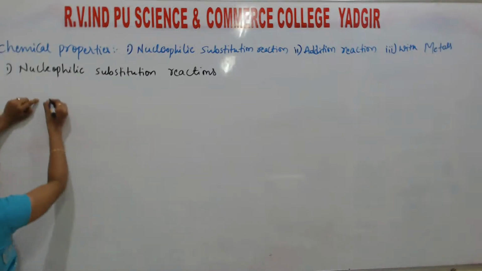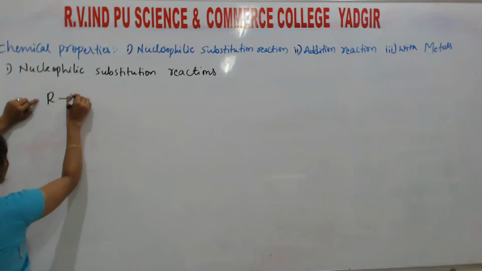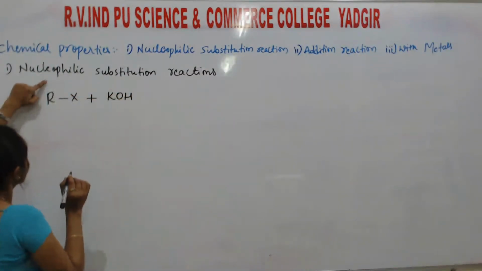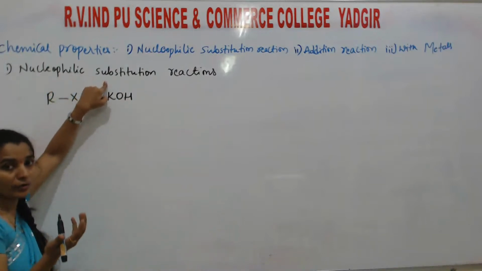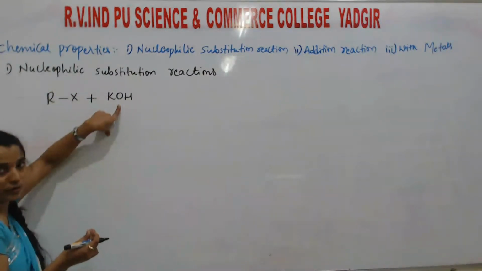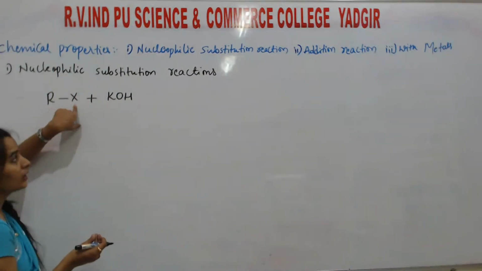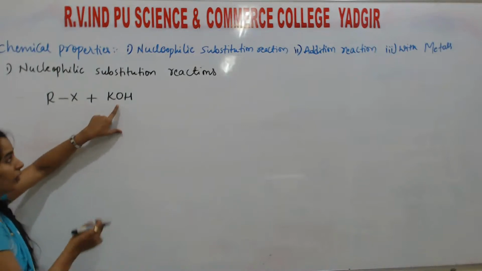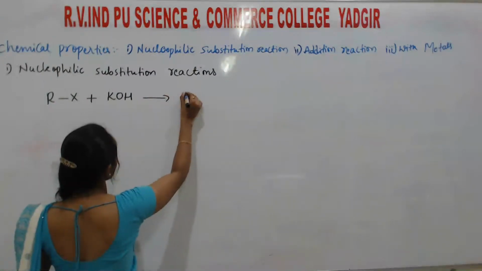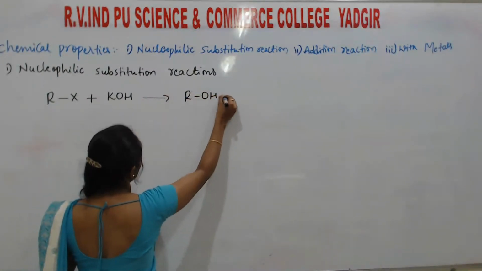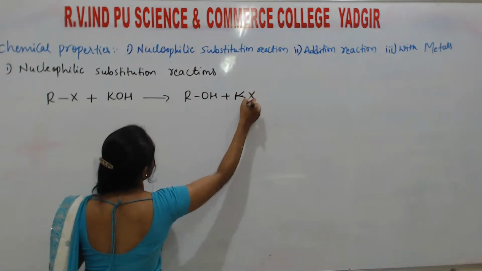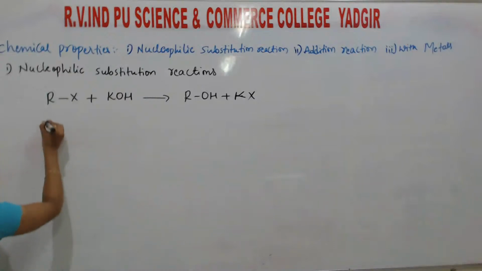So students, listen. When RX reacts with KOH, nucleophilic substitution. How do you have to find out which one is the nucleophile? Here X minus is the nucleophile. Here OH minus is the nucleophile. These two get interchanged. That means ROH plus KX.